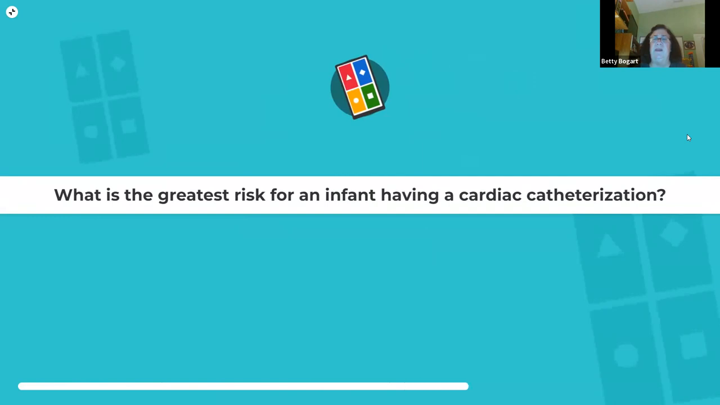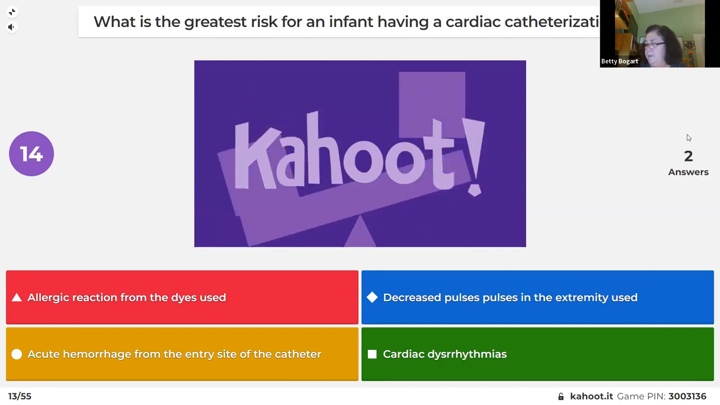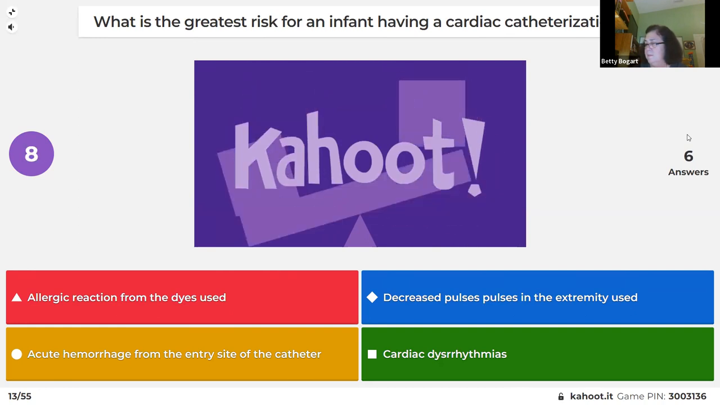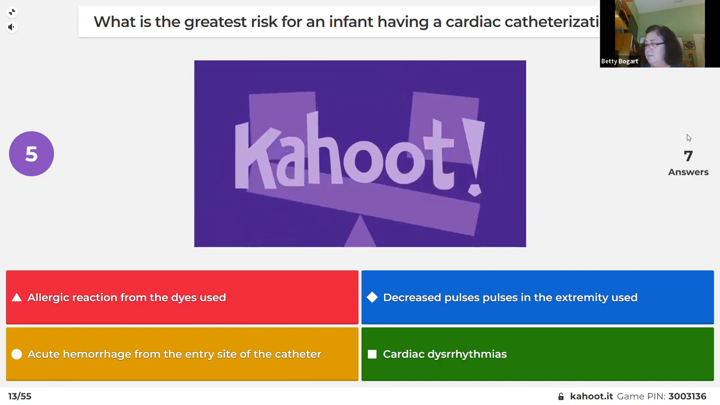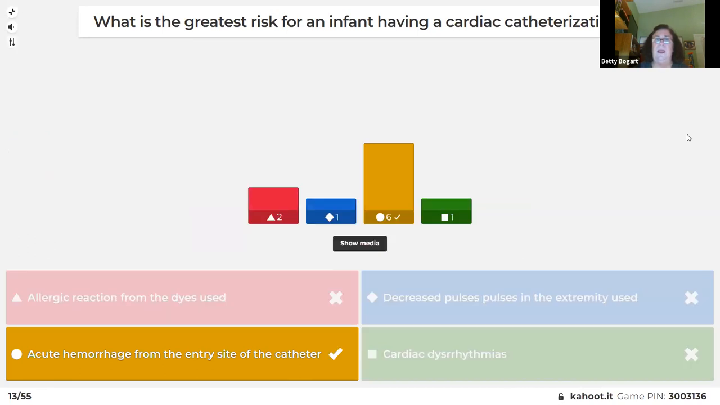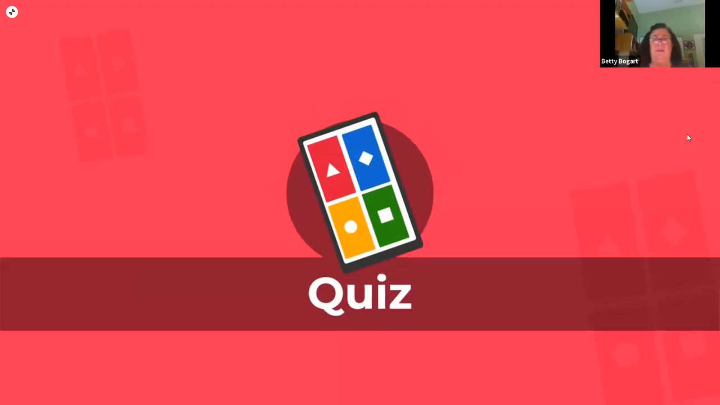What is the greatest risk for an infant having a cardiac catheterization? Any child going for a cardiac cath, your biggest worry is the hemorrhage, okay? All the other stuff here is, you know, some is expected, like decreased pulses, cardiac dysrhythmias, some of them are expected, but the big thing is they'll bleed out so quickly. First thing you need to do is check that dressing and try to keep that leg straight as possible.